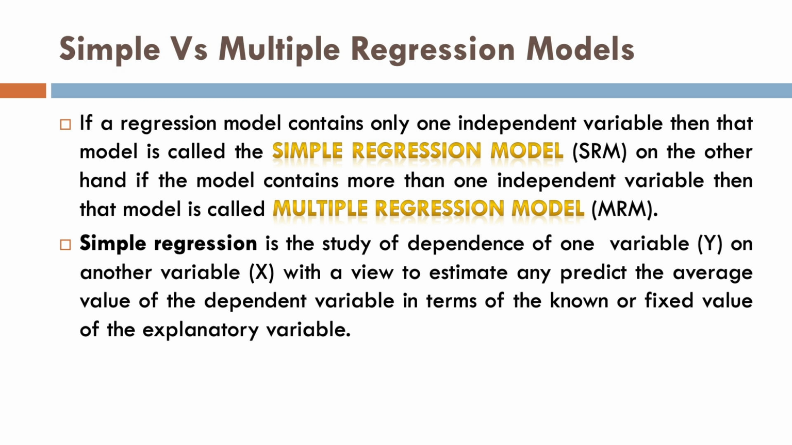If a regression model contains only one independent variable, then that model is called the simple regression model. On the other hand, if the model contains more than one independent variable, then the model is called multiple regression model. Simple regression is the study of dependence of one variable y on another variable x with a view to predict the average value of the dependent variable in terms of the fixed value of the explanatory variable.